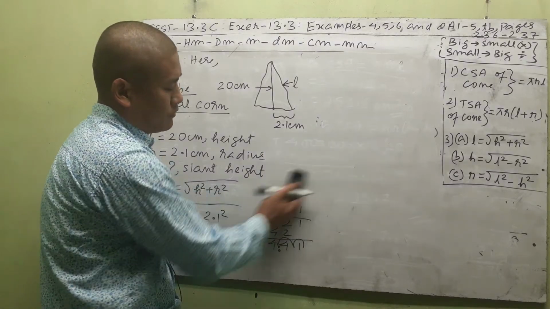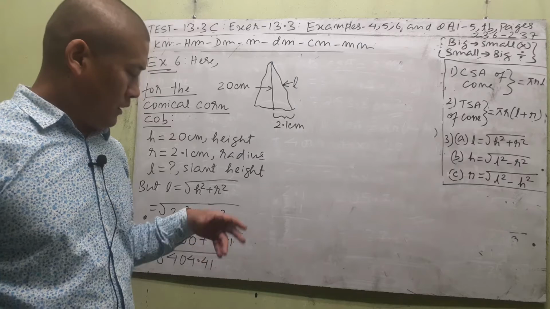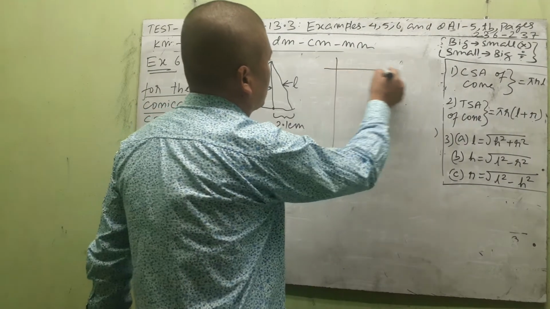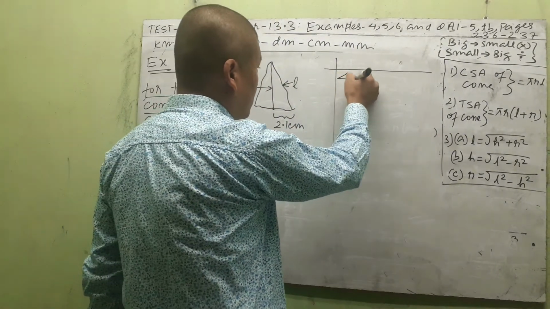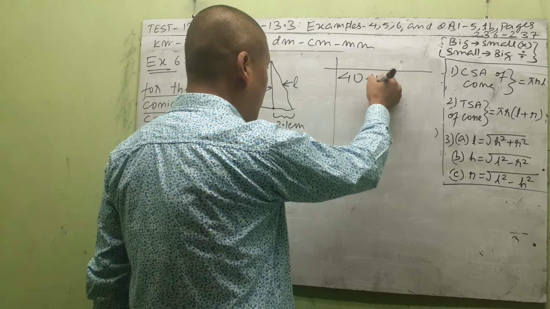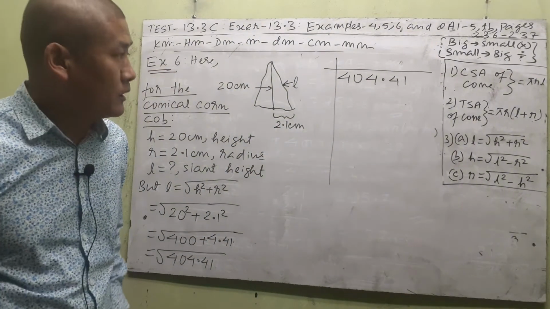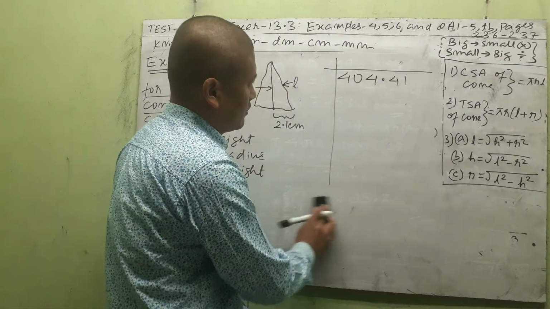Square root division works for every number, okay? Whatever the number, whether it is a perfect square or not a perfect square, we can find the approximate value by square root division. So this is important. So let's write down the number 404.41. Follow me closely.